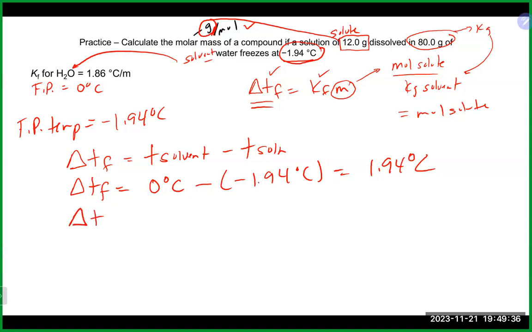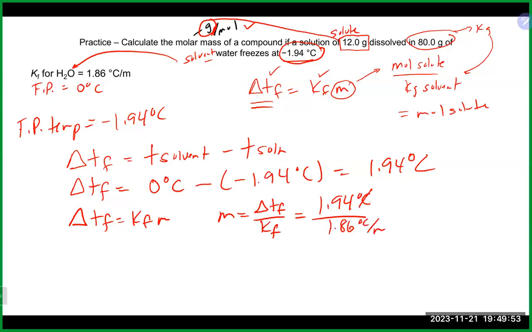So the change in the freezing point temperature is equal to Kf times m, which means m would equal the change in the freezing point temperature divided by the Kf. So putting our numbers in, 1.94 degrees Celsius divided by 1.86 degrees Celsius per molality. The degrees Celsius will cancel when we divide. We'll take 1.94 divided by 1.86, going to give us 1.04 as our molality here. Any questions up to that point?